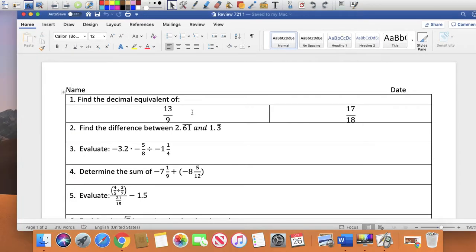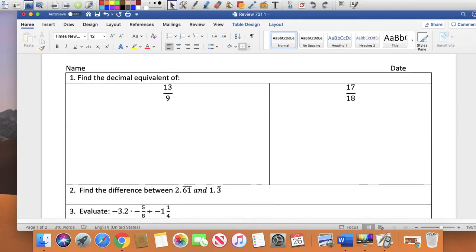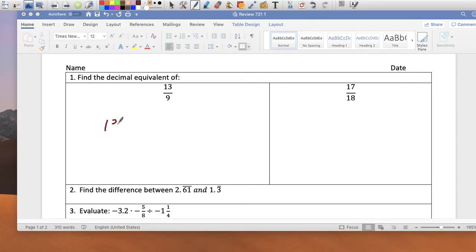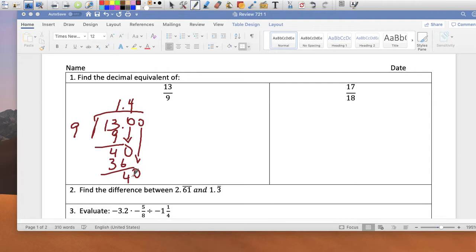Right, so these two, let me just see if I can do it. 13 over 9, make sure 13 goes inside. That's pretty much the only thing you have to worry about. 40, 4, 36, and you can already tell that's going to be a 4 repeating, right? Just make sure that you know that it's going to be 1.4 and make sure the bar notation goes on top of the 4, okay? Because the 4 is the one repeating.